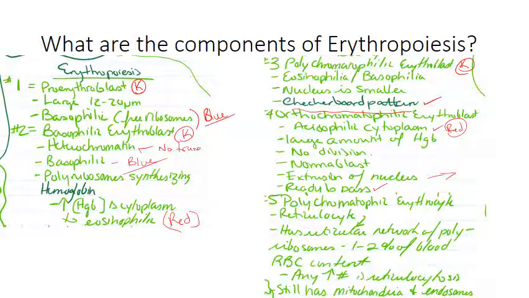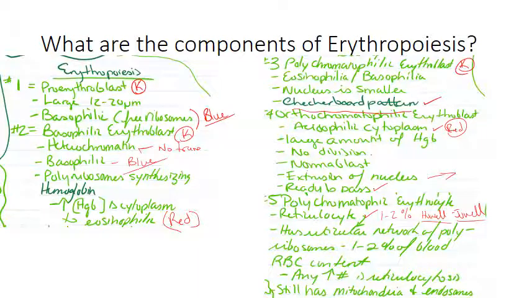Closer to the end, we have the polychromatophilic erythrocyte. This is also called a reticulocyte. It has a reticular network of polyribosomes. About 1-2% of the red blood cell content is this, so we have a reticulocyte count of about 1-2%. And we're going to see our Howell-Jolly bodies. Remember that? We're going to see remnants of our nucleus, Howell-Jolly bodies.